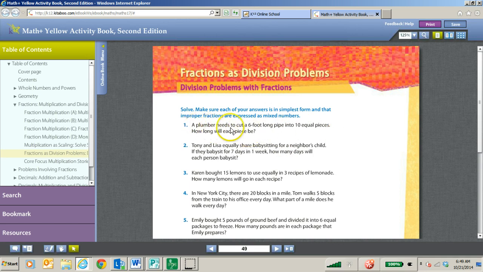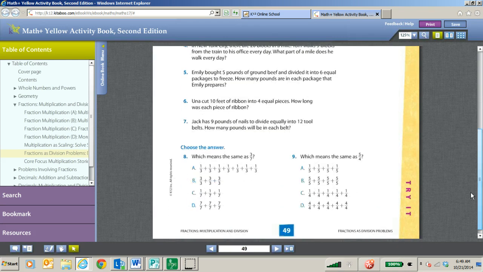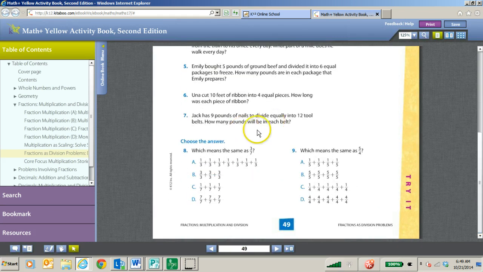It says a plumber needs to cut a 6-foot long pipe into 10 equal pieces. How long will each be? So we have 6, but it's divided by 10. So we have 6 over 10 would be our fraction. It also says to make sure that improper fractions are then converted and changed to mixed numbers like we did in previous lessons. There's several problems like that you will get to practice.